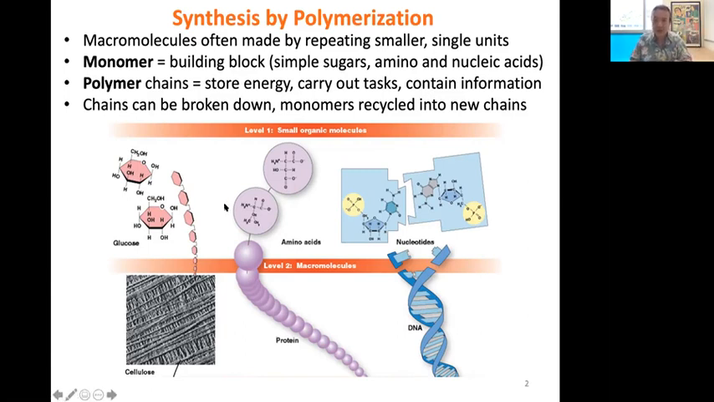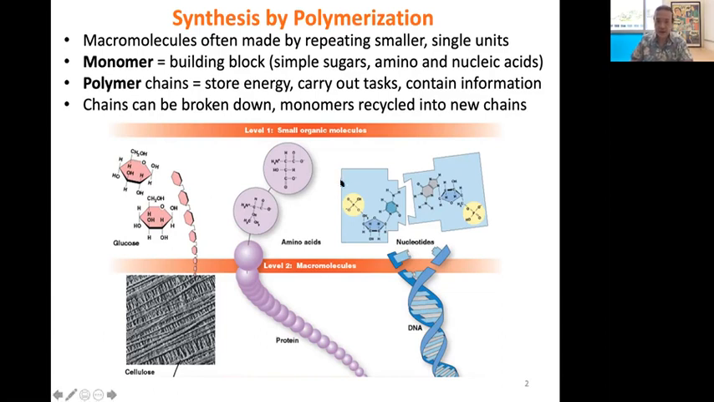So a polymer chain is when you put together these units into a big long chain. And we say that these chains can store energy, they can carry out tasks, or they can contain information. Importantly, these chains can be broken down, and the individual monomers can then be recycled to be built into maybe another chain, depending on what the cell needs.